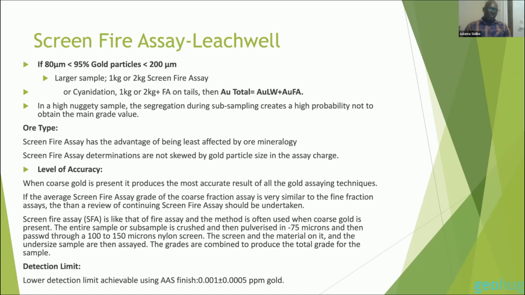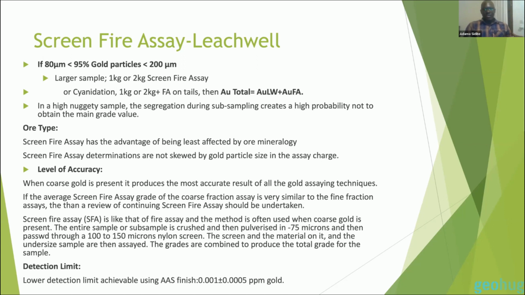If 95% of gold particles are between 80 nanometer and 200 nanometer, we have two methods. First, to test with the screen fire assay or to test with the Leachwell, the cyanidation. The large sample of 1 or 2 kilograms for screen fire assay, or cyanidation Leachwell using 1 or 2 kilograms, and fire assay on the tails.